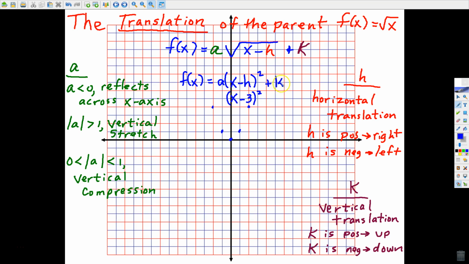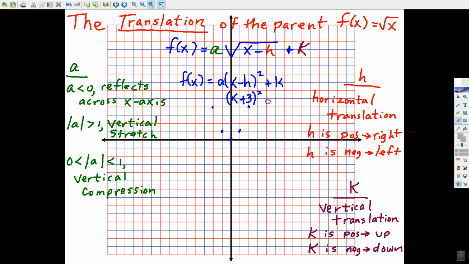And this number tells me how to shift the parent either up or down. So for example, if I had this, then I'm taking my parent, I'm going 3 places to the right, and I'm going 6 places up. If I do this, now h has to be a negative number. It's actually negative 3. So now I'm going 3 places to the left and 6 places up. Okay, that's just a quick review of where we've been.